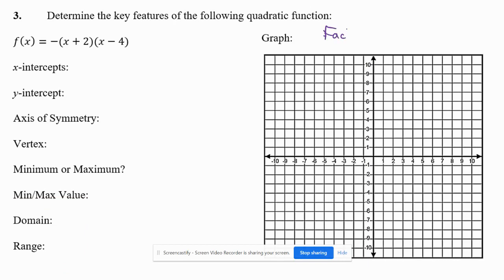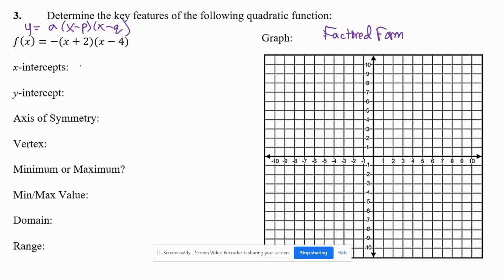All right, number 3, now we have the factored form of a quadratic. So again, a little bit different. Factored form is y equals a parentheses, sorry, that's x minus p times the quantity x minus q.